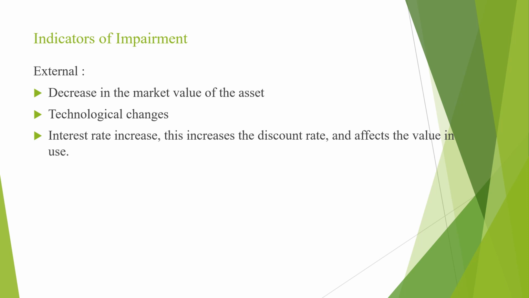Now, an interest rate increase is also an indicator of impairment. Let me explain this. An interest rate increase raises the discount rate and affects the value in use. You are all aware that as the interest rate increases, the present value decreases. Therefore, if there is a continuous increase in the interest rate, the value in use will decrease. So compared to carrying amount, there would definitely be an impairment of the asset. These are some of the external factors.